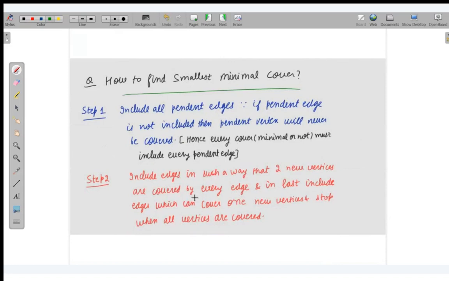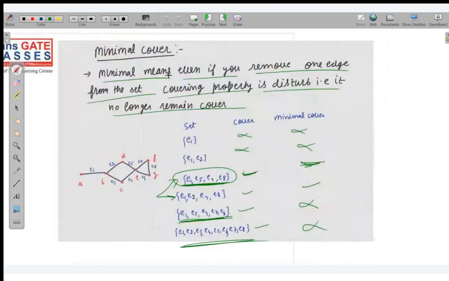So how to find the smallest minimal cover? For that we have an algorithm. The algorithm is very simple. You include all the pendant edges, because if a pendant edge is not included, then the pendant vertex will never be covered. For example, here see this. If I do not take E1, there is no way to reach vertex A. So you have to include E1. That is the pendant edge.